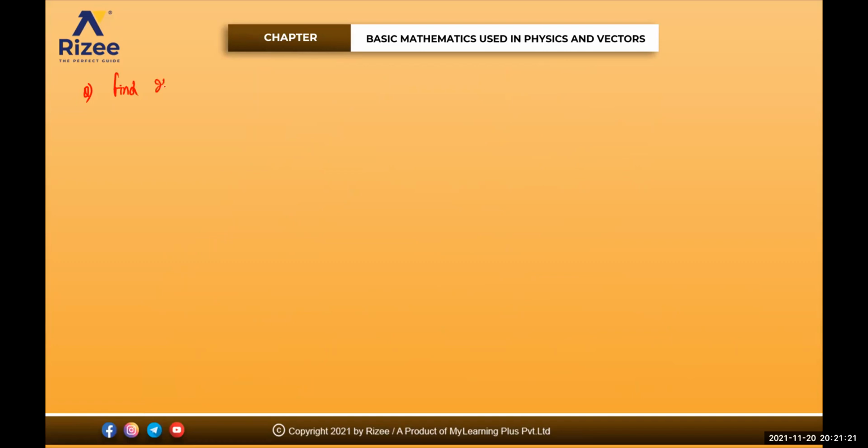See the first question. Find the magnitude and the direction of the following vectors. Okay, so the first example. If r is equal to 3i cap plus 4j cap, tell me the magnitude of this one with the direction.